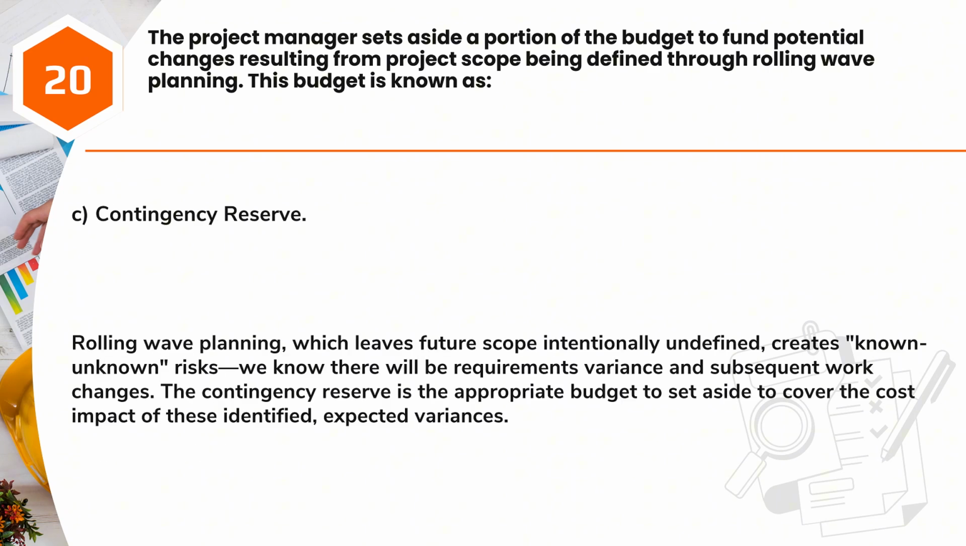Answer: C. Contingency reserve. Rolling wave planning, which leaves future scope intentionally undefined, creates known unknown risks. We know there will be requirements variance and subsequent work changes. The contingency reserve is the appropriate budget to set aside to cover the cost impact of these identified, expected variances.